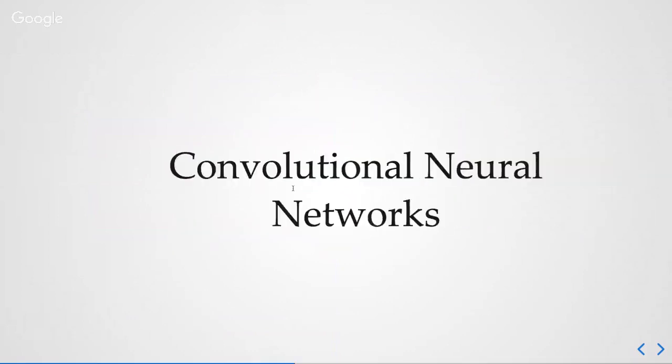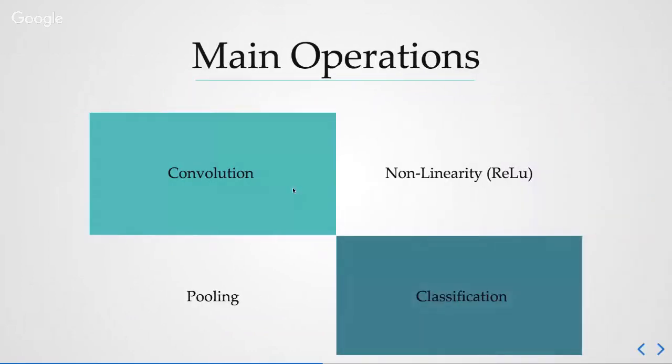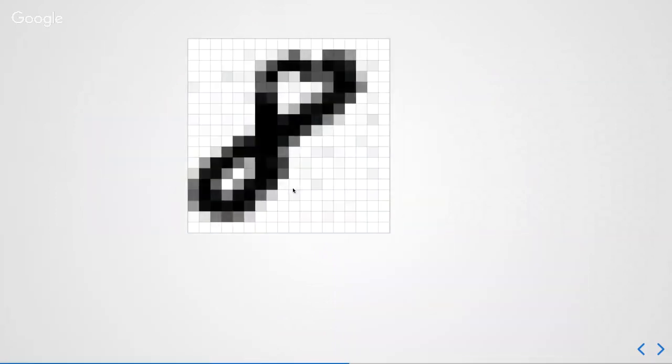Going back to convolutional neural networks, there are four main operations. The first one is convolution. The next one is non-linearity, which I'll explain. All these are very fancy names for very simple things. Then there's pooling and classification. So it's in this sequence. Let's look at convolution first.